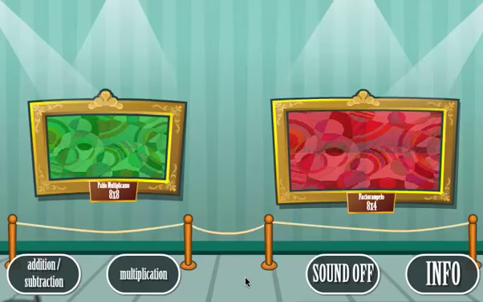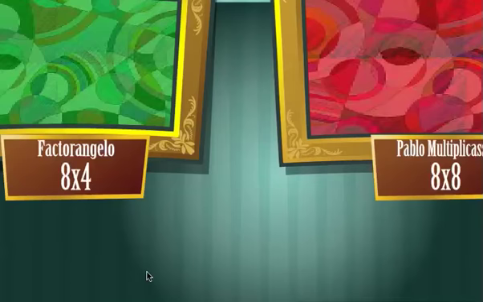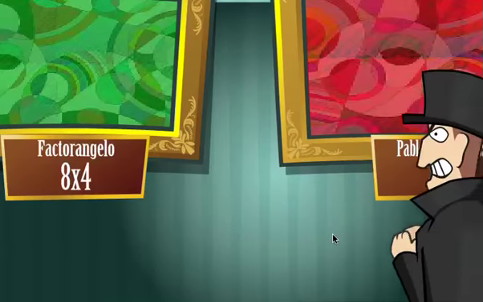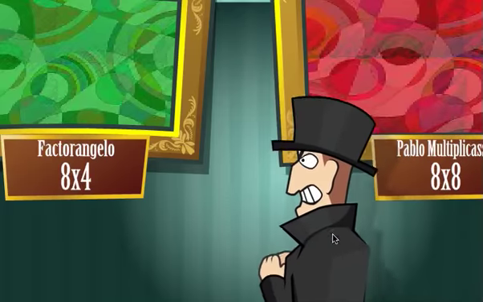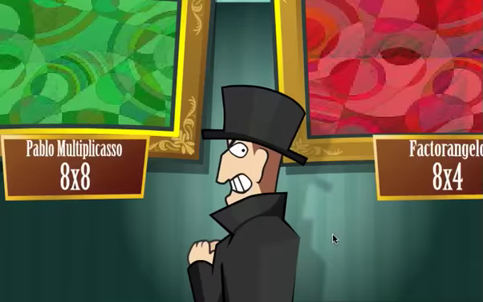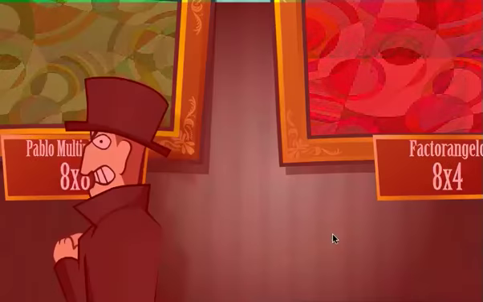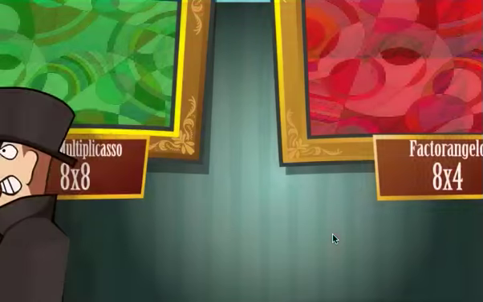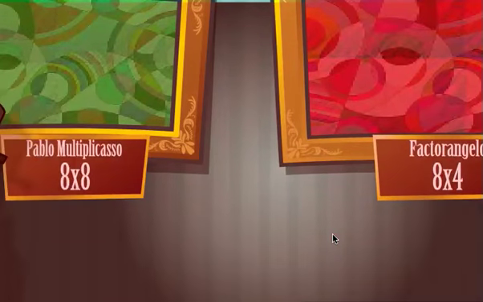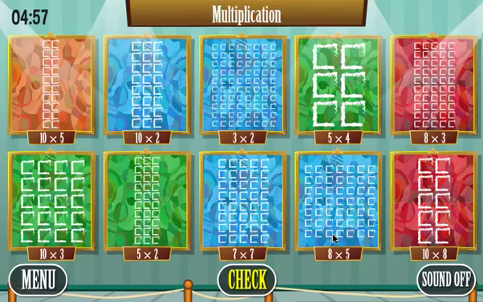So let's go back. Let's do multiplication. So here comes the Confounder, and he's going to do something illegal. He rearranged the names of all the pictures, so it's our job to put them back together using our arrays skills. And so these are pictures of multiplication problems. So what I have to do is drag the label to the right picture.